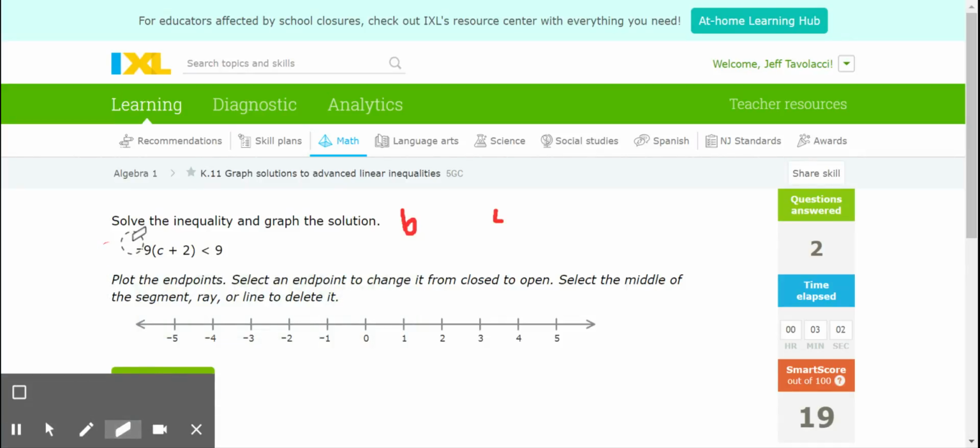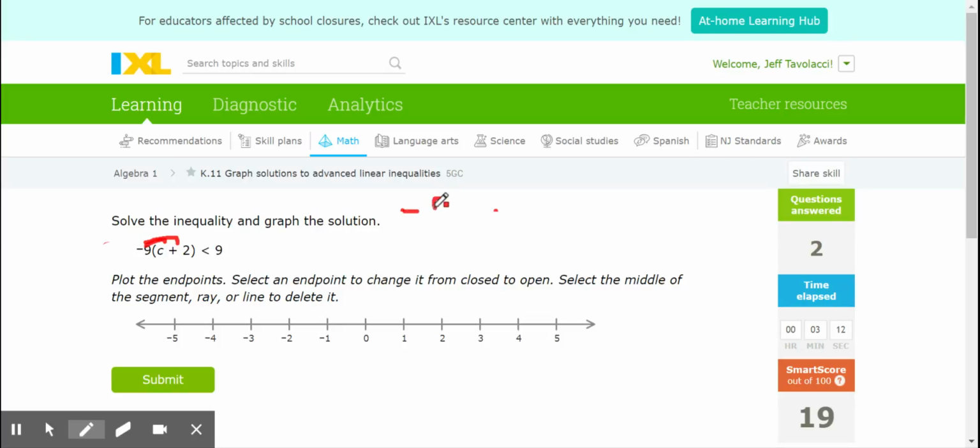Okay. Now, I can see a negative will be an issue in a moment. But first, we're going to distribute. So that's going to give me negative 9c minus 18. Negative 9 times 2, negative 18. Okay. Now, I'm going to do addition. So addition doesn't change anything, but I'm going to add to undo the negative 18. And now that gives me negative 9c is less than 27.